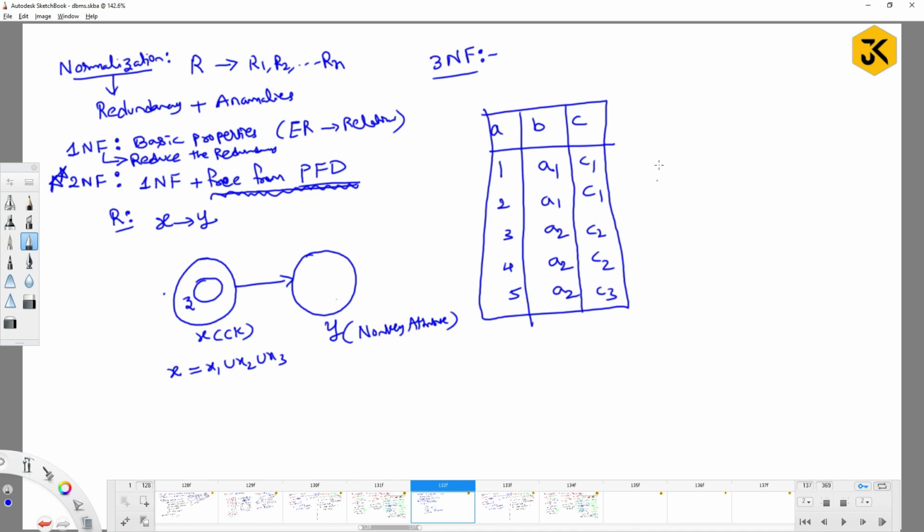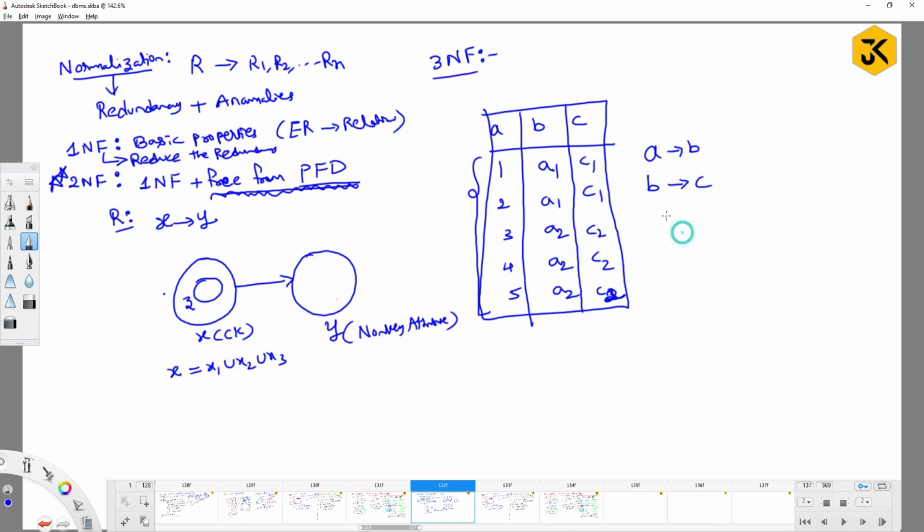Yes. Among those, one of the FDs can be A determines B. Is it possible? As A contains all unique keys, A determines B. Similarly, is it possible for us to have B determines C? No. According to this example, no. But if I modify this to C2, is it now yes? Yes, it is yes, right? So B determines C is also possible.